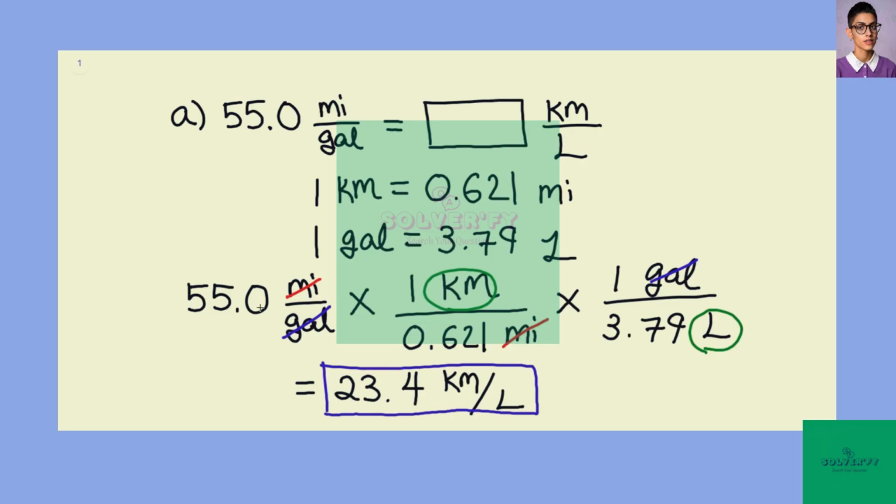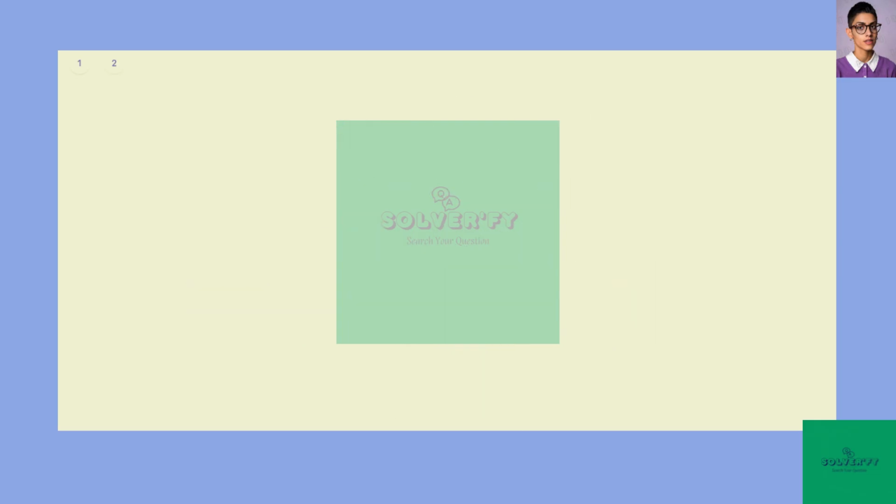Now, just a note that 55.0 has 3 significant figures. So my conversion rate here, along with my answer, they all have 3 significant figures. Okay, so let's look at the next part.